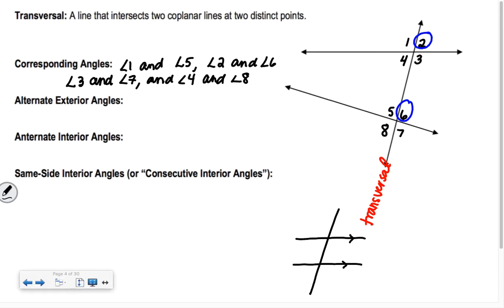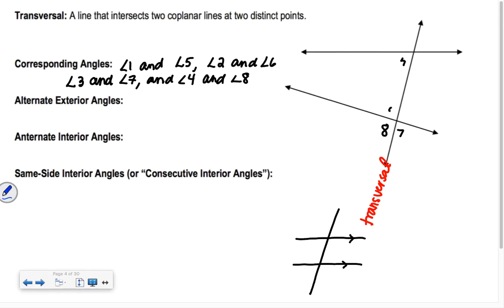All right, so alternate exterior. So alternate means opposite. So we're going to be on opposite sides of the transversal. So the transversal, again, was this line right here. So we're going to be opposite sides of that line. And exterior means we're going to be on the outside of the parallel. Well, these aren't parallel, but of the other 2 lines, okay? So what ones are on opposite sides and on the outside of the 2 lines?